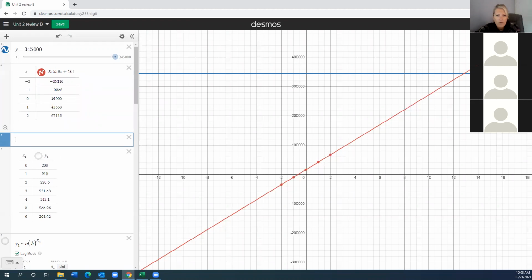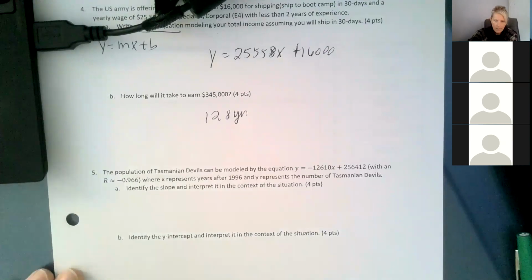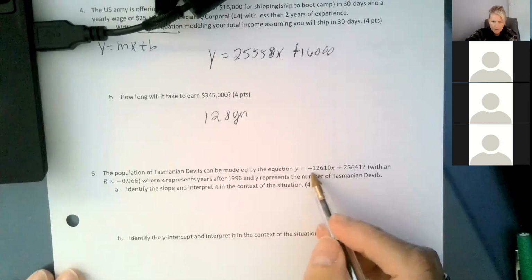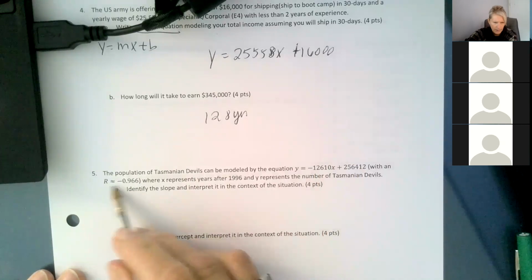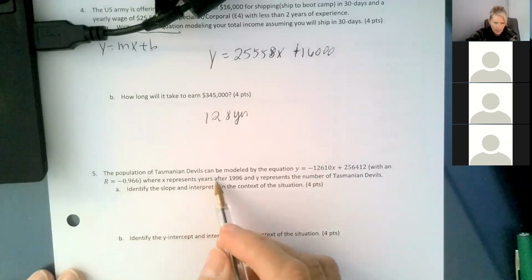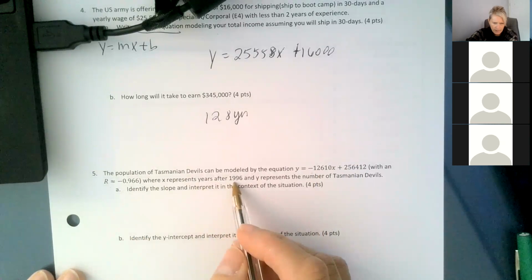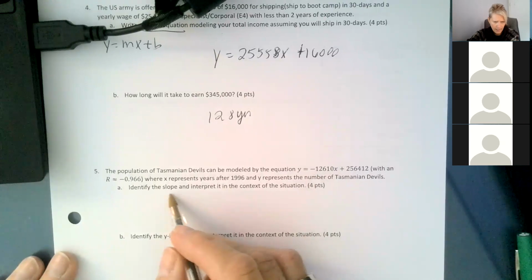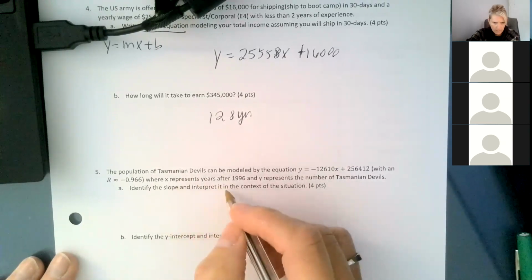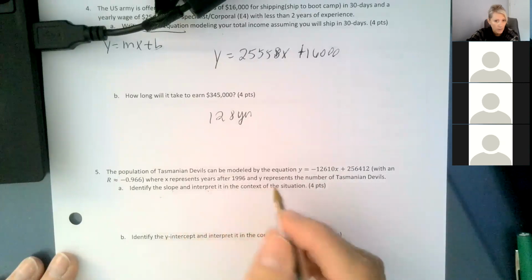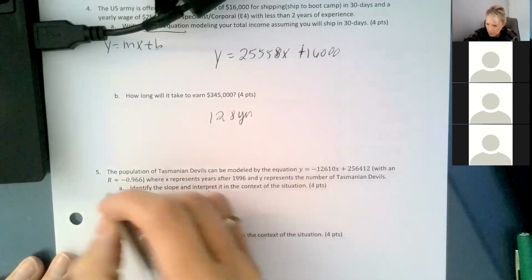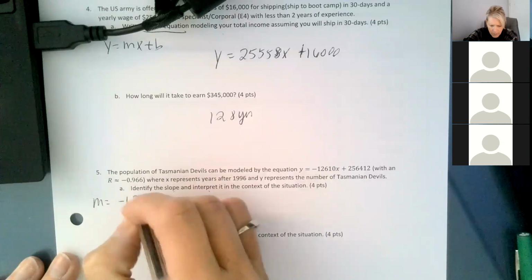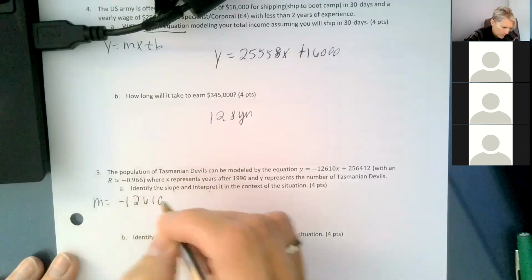Okay, so let's go back to my paper here. We're going to talk about these Tasmanian devils. Question number 5 says the population of the Tasmanian devil can be modeled by this linear equation here. They gave us the R, correlation coefficient. And these are years after 1996. It looks like they're decreasing, right? Because our slope is negative. It says identify the slope and interpret it in context. So the slope is a negative 12,610.